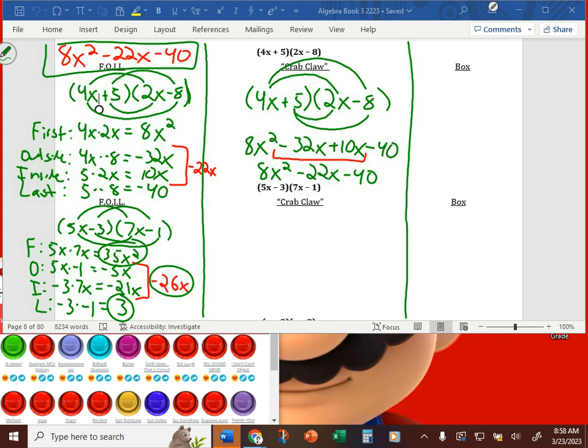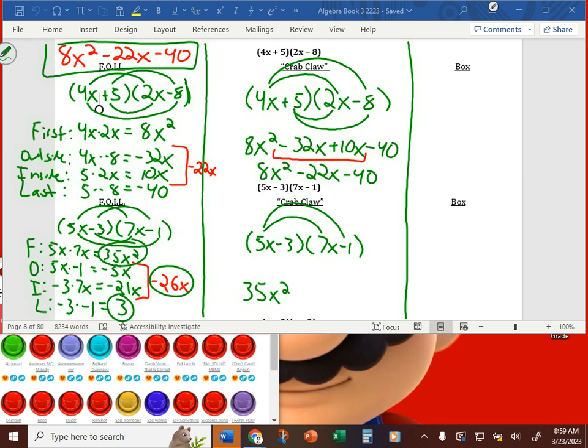Next one, 5x minus 3 times 7x minus 1. We already know what the answer is going to be here, but let's just practice. 5x times 7x, we're still getting 35x squared there. Right? 5x times negative 1. Again, what we're really doing here, each term in that first set is being multiplied by each term in the second set. That's essentially what's going on here.